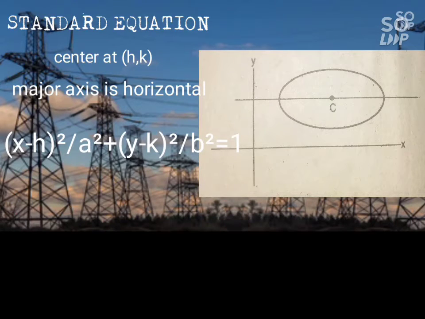Standard equation at center (h, k): if the major axis is horizontal, then the equation is (x minus h) squared over a squared plus (y minus k) squared over b squared equals 1.